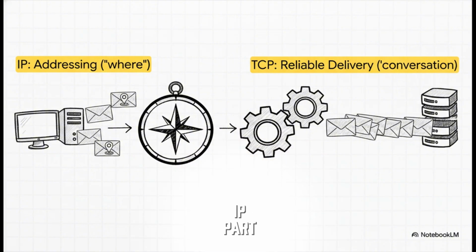The IP part, the Internet Protocol, handles the addressing, the where to go. And the TCP part, the Transmission Control Protocol, handles the actual conversation. It makes sure all the pieces of your data arrive safely, checks for errors, and puts them all back in the right order so your message actually makes sense.